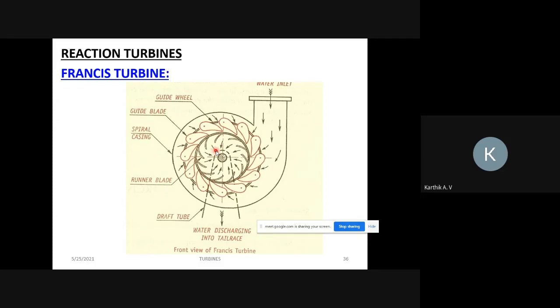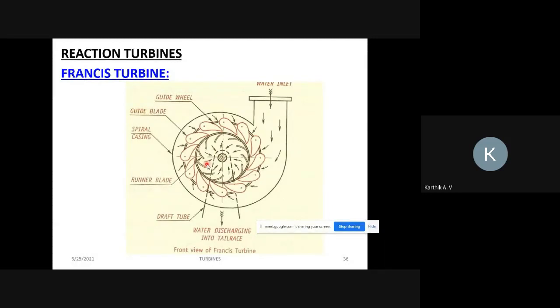This comes under the category of reaction turbine, with reactive force. Water is not directly hitting the blade. First it hits the casing, then the reactive force acts on the blade. In the Francis turbine, water moves in the perpendicular direction. Okay, any doubt? Tell me. Any doubt in the Francis turbine?